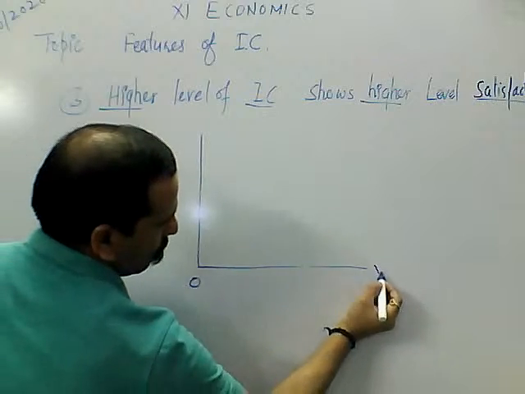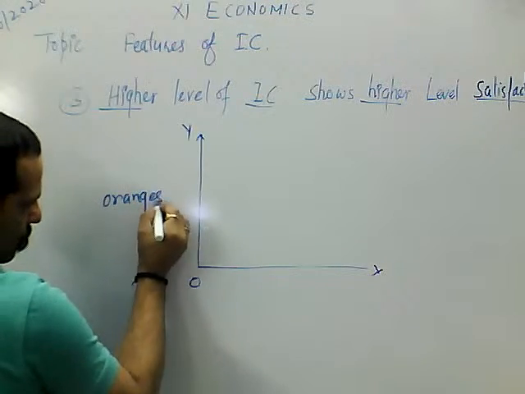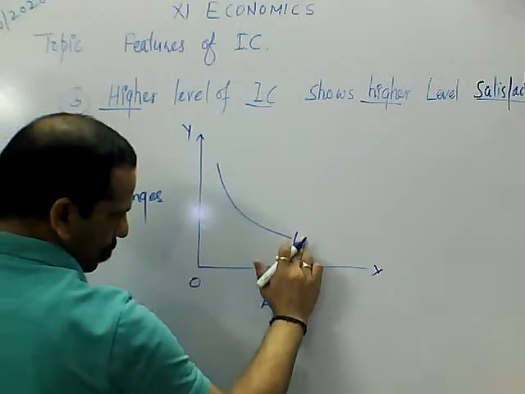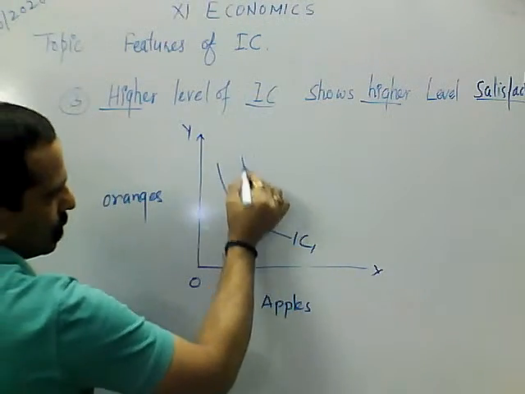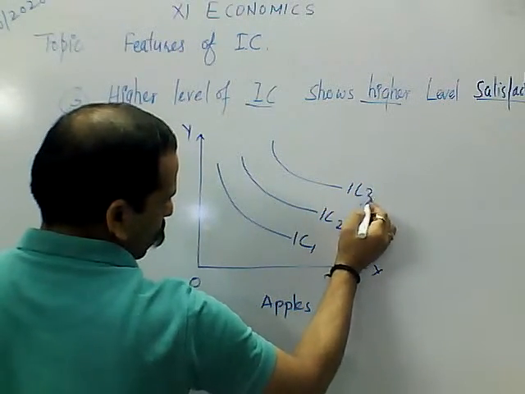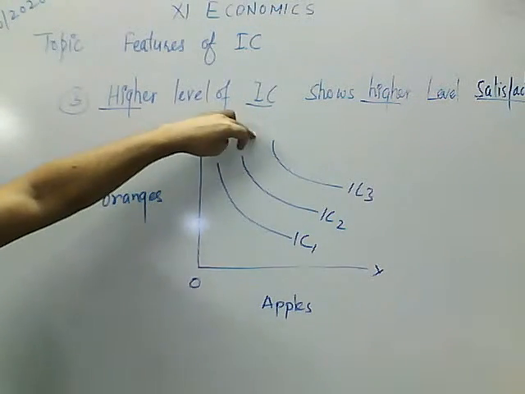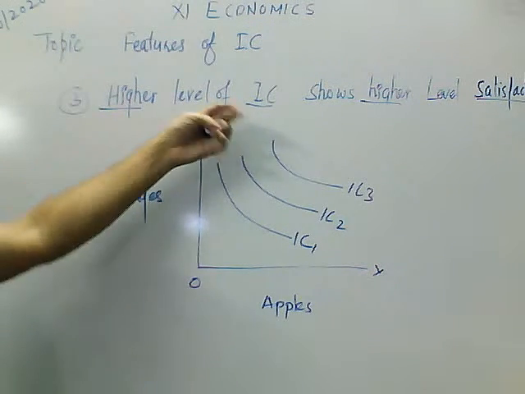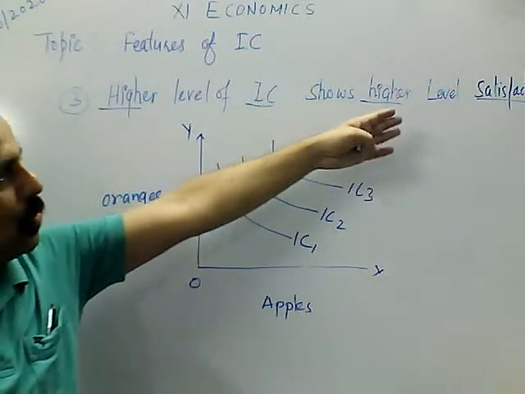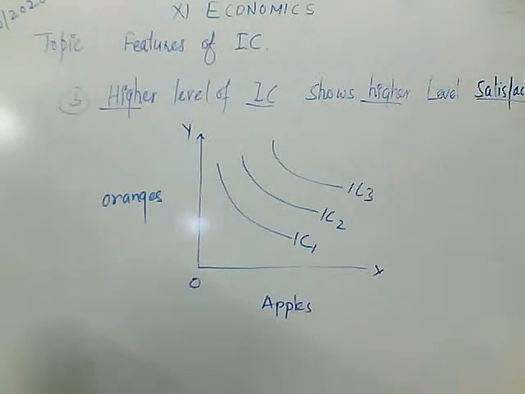Okay, let us understand with the help of a diagram. Oranges, here apples. This is your IC: IC1, IC2, IC3. So the higher the indifference curve, let IC3 be the highest. Which is the highest? IC3. So it means IC3 is giving you a higher level of, or more, satisfaction.